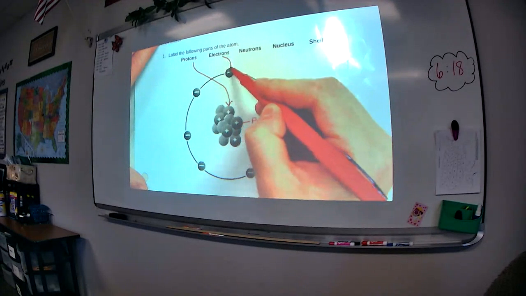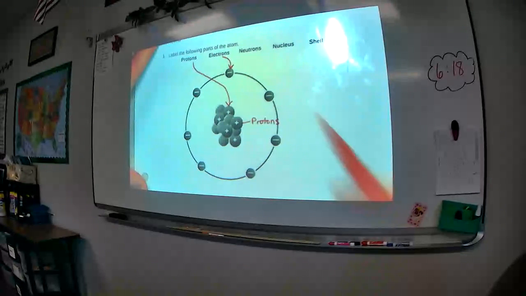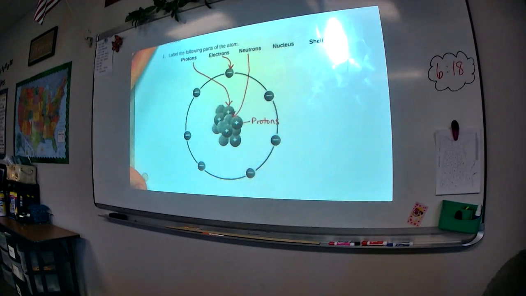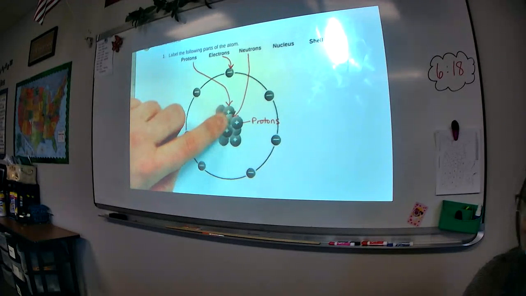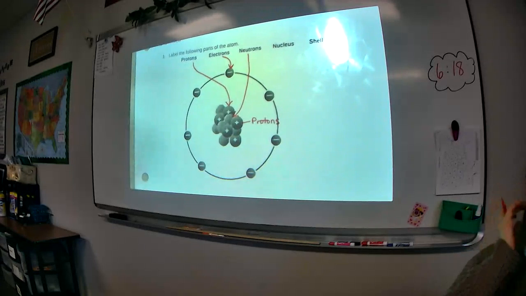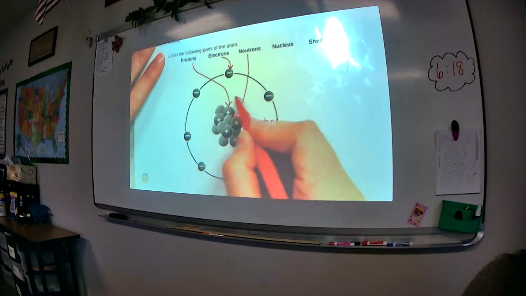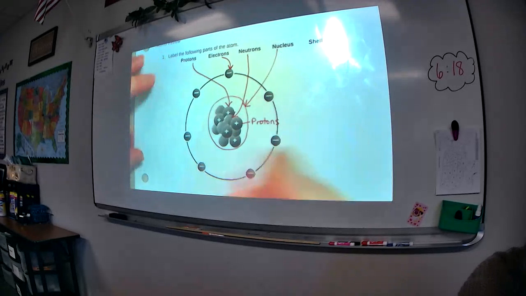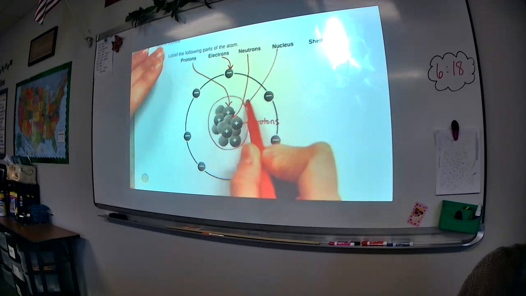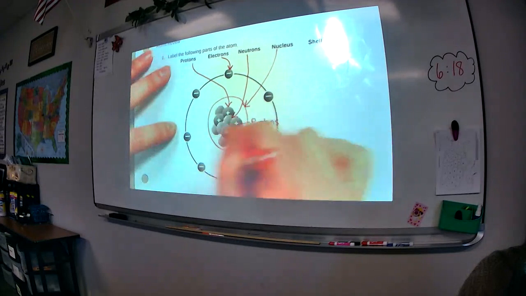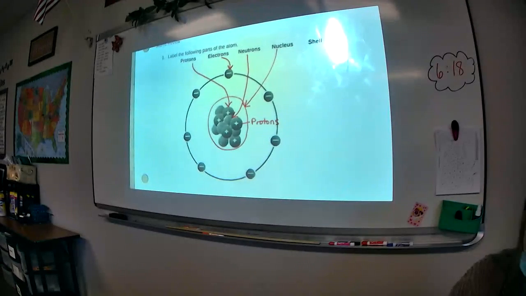Electrons are the negative particle on the outside. Neutrons are the neutral or the blank particle. Making sure you're pointing to that blank one. Be very specific there. For the nucleus, you needed to have some way to show me that it's the entire center part. So either putting a ball around it, circling it, or putting an arrow to it. You could have put a bracket around it if you wanted to. Just make sure I can tell you're pointing to the whole middle part.